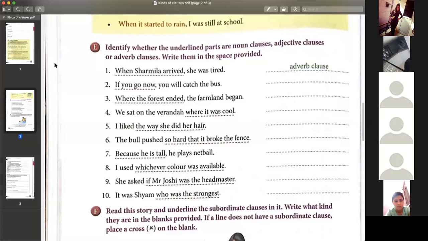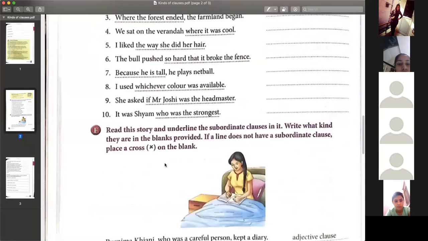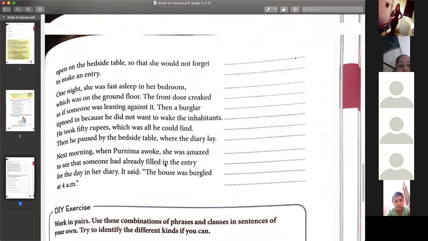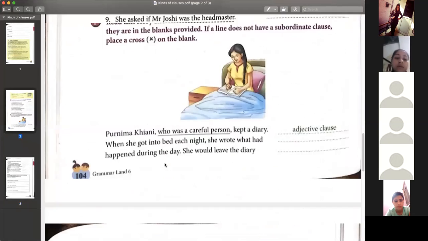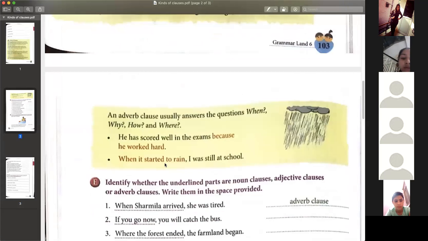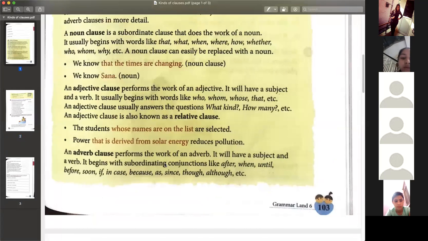Second is adverb. Third is noun. Diksha. The F part is also homework for your better understanding. Any doubt to anyone or can I proceed further?